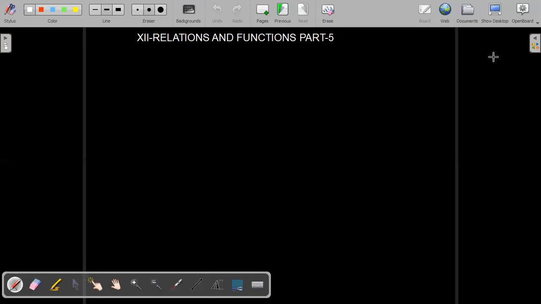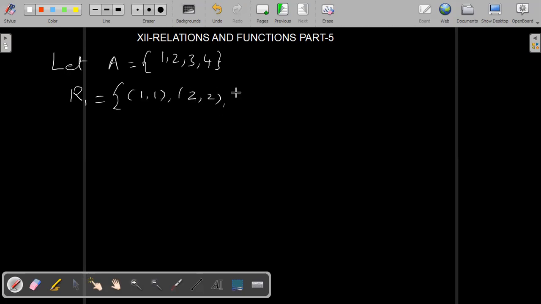So today we will see more examples that we should know about a difference between reflexive relation and identity relation. So I'm taking some examples to explain it. Let's say we have a relation on the set A, and the elements of the set are 1, 2, 3, 4. If R1 is a relation on the set A, which is defined by having the elements (1, 1), (2, 2), (3, 3).